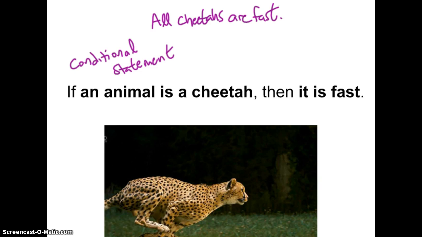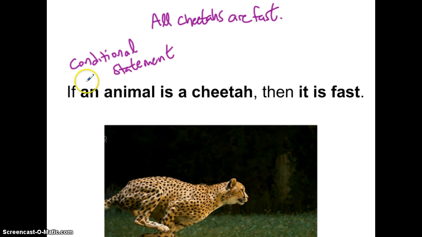So it's important to know that conditional statements may or may not be true. This statement is likely to be true a lot of the time, but maybe there's a cheetah and he's not fast. So just because we say it as a conditional statement, if an animal is a cheetah, then it is fast, that does not make it true. It might or might not be true.